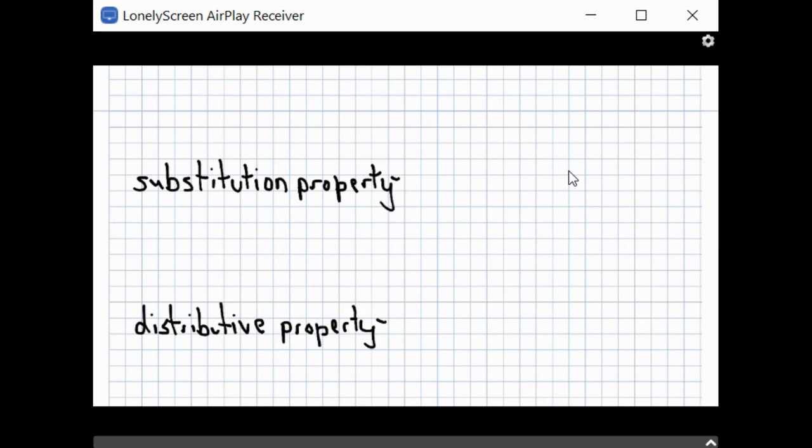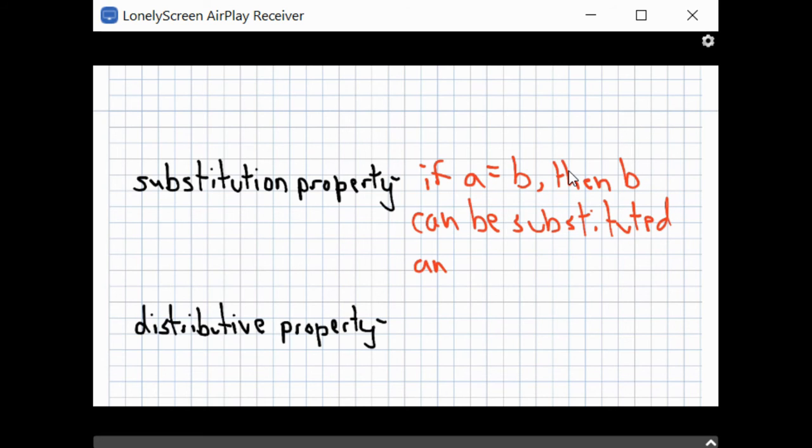Substitution, this is a little similar to the transitive property. But that basically says that if A equals B, then B can be substituted anywhere for A. You're going to see right away where this is used, but whenever you quote unquote plug something in, you're doing substitution.